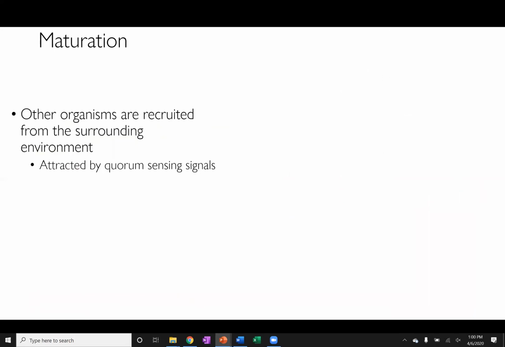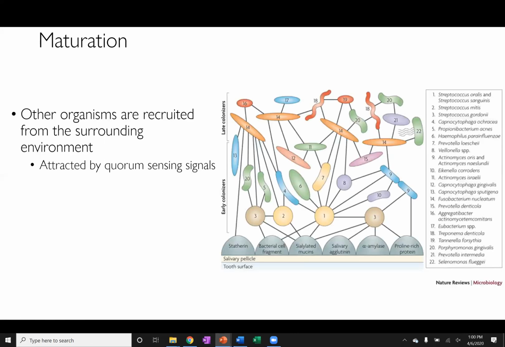In addition to the 3D structure, another important part of maturation is the recruitment of other organisms. As I mentioned, most biofilms are not just one organism, they're typically multi-species communities. We can see a very basic example here. We have a tooth microbial community, with the tooth surface as well as the salivary pellicle. And what you notice is we have 20 different types of bacteria all organized in a 3D structure. We have streptococci down here on the bottom, and then very different types of microbes up here.